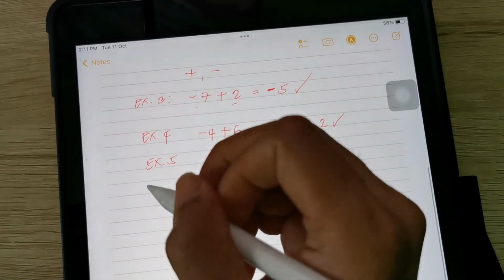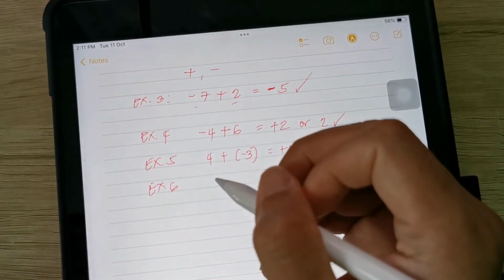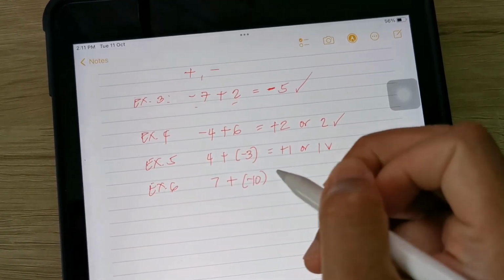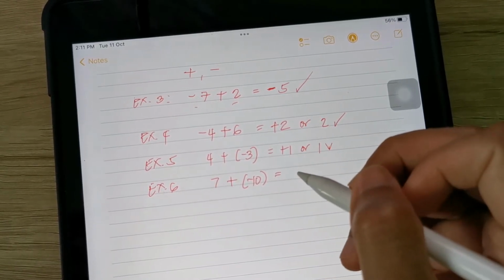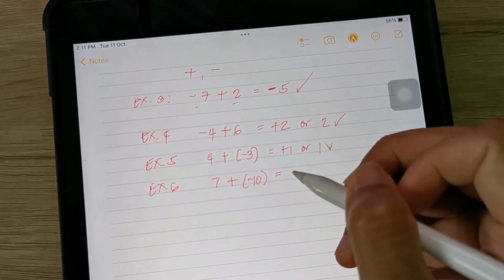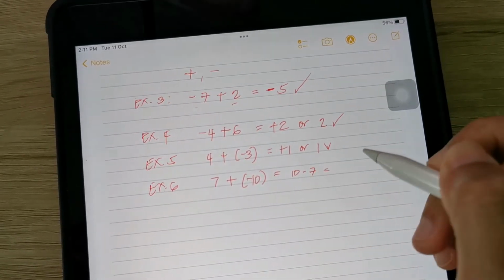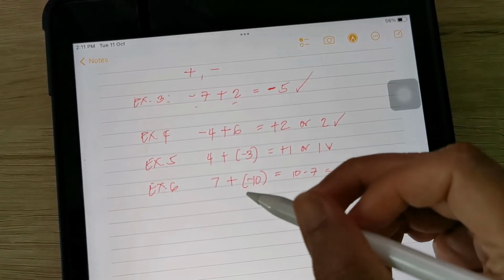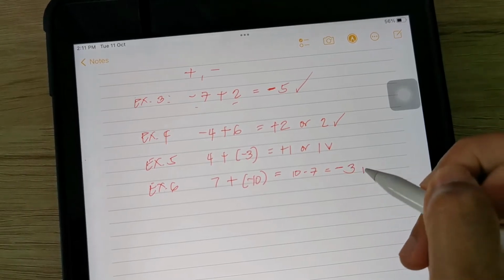Last example for this. 7 plus negative 10. So, again, di sila magkapareho. So, isa-subtract natin. So, that's 10 minus 7. 10 minus 7 is equals to 3. Tapos, copy the sign of the bigger number. So, 10 is bigger than 7. So, negative 3. Okay?